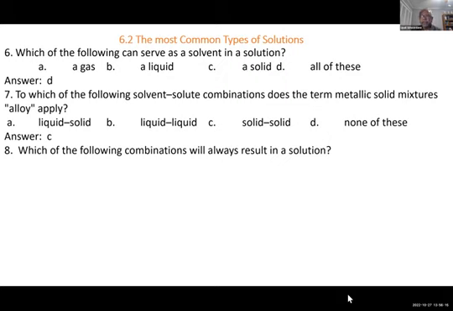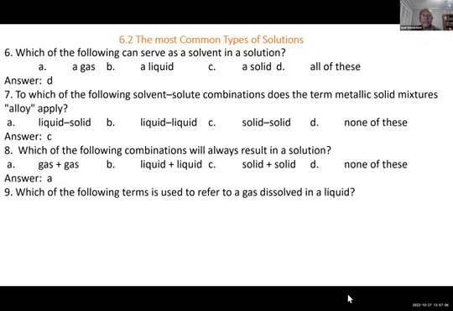Which combination will always result in a solution? Which combination will always produce a homogeneous mixture? Only gases can mix in any amount, any gas, but solid and liquid are limited, depending on solubility. Therefore, the answer is gas and gas. Liquid and liquid sometimes doesn't form a homogeneous solution; they make layers. Solid and solid also sometimes don't mix.